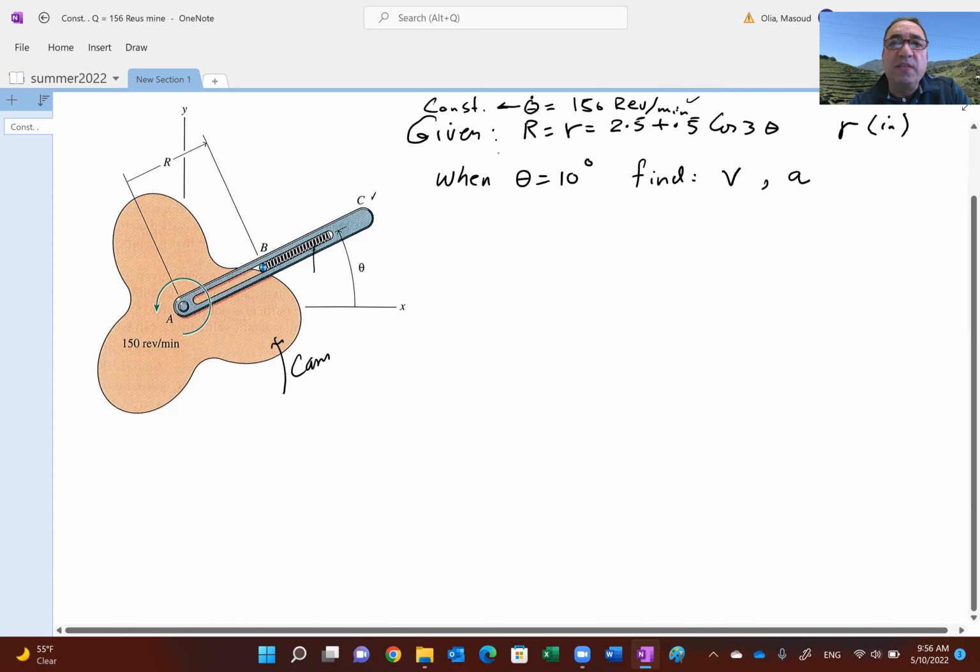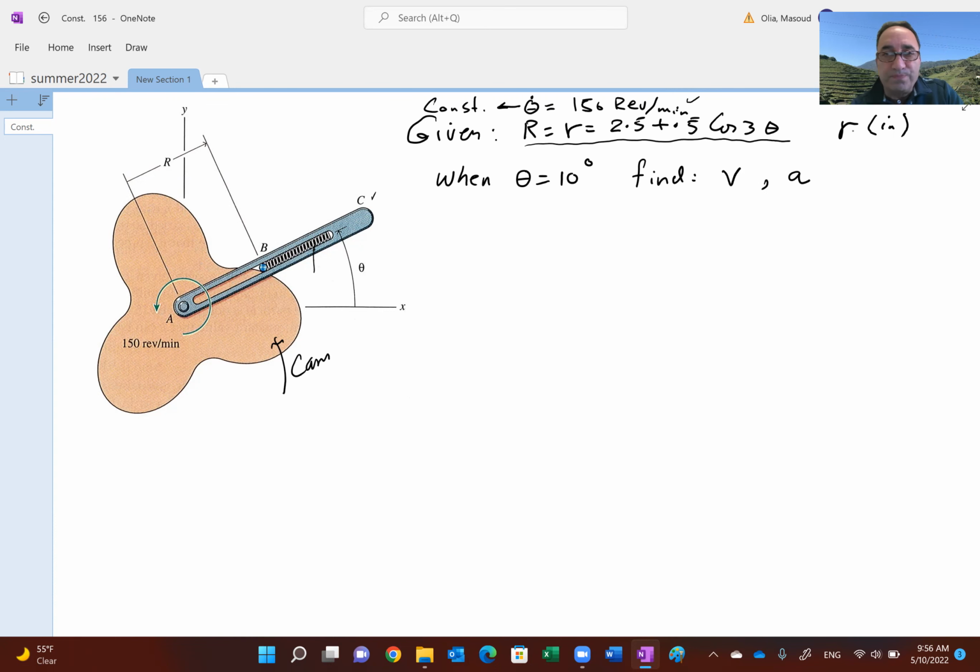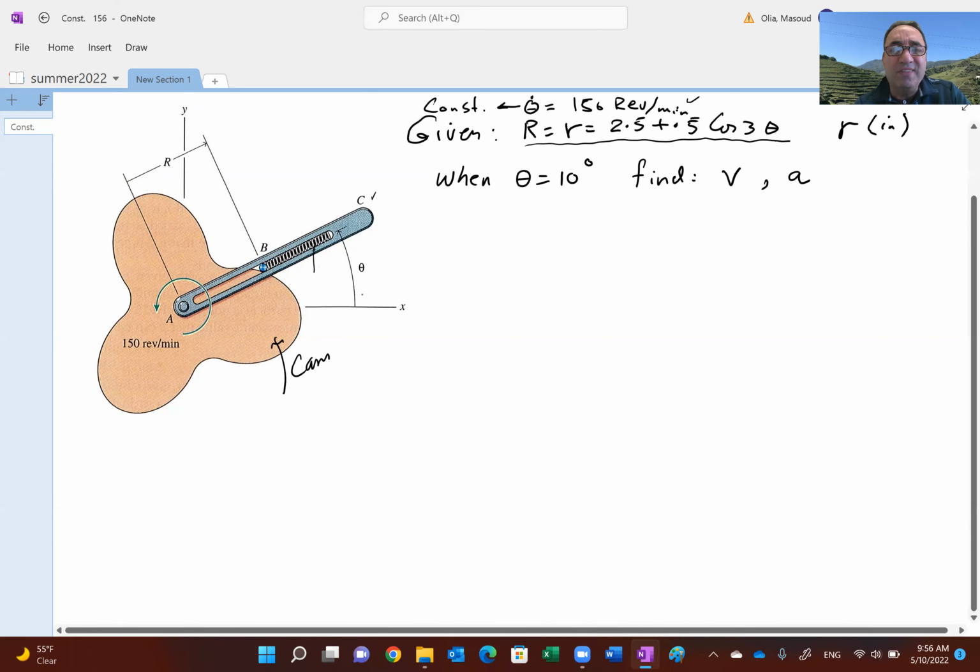The profile of the cam is given by this equation. So R, which basically gives you the profile of the cam, is 2.5 plus 0.5 cosine 3 theta. And R is going to be in inches here in terms of the units. Okay, so what are we trying to find? When theta equals 10 degrees, which means the rod is here somewhere, we want to find the magnitude of velocity and the magnitude of acceleration.